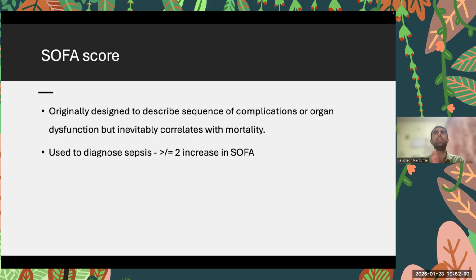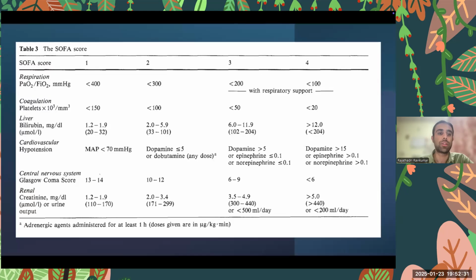Before Sepsis-3 came, sepsis was not diagnosed based on organ dysfunction or an increase in SOFA score, and SOFA was not predominantly used in ICUs. The SOFA score became extremely famous after the introduction of Sepsis-3, where an increase of SOFA score by 2 is used to diagnose sepsis. So this is the famous SOFA score which we are using, which every one of us knows.